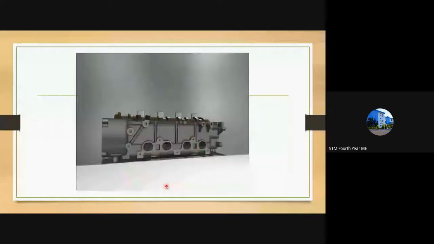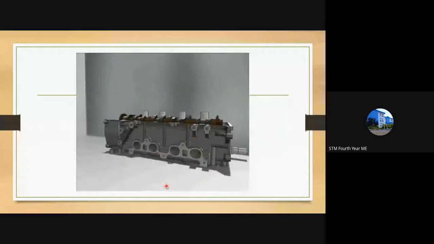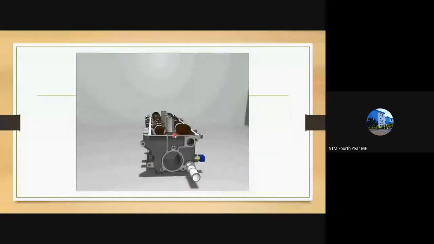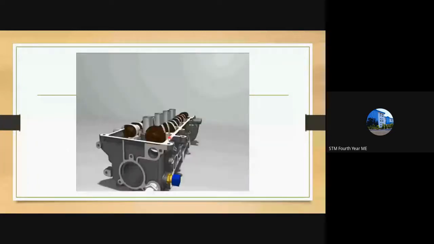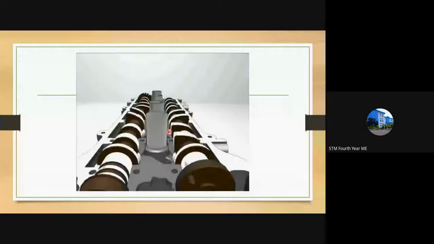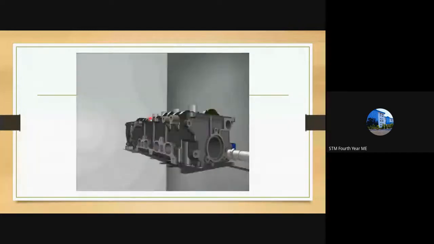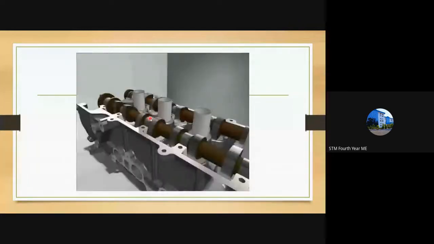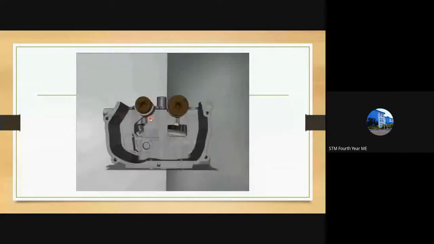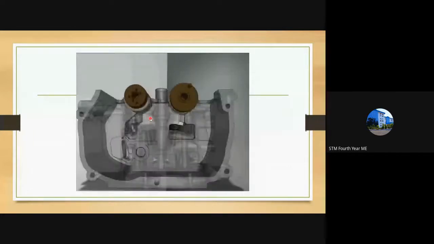Okay, the upper part shows the camshaft here. So many cams are mounted on the camshaft, and this camshaft regulates the opening of the valves underneath it. This type of camshaft is called an overhead camshaft, and these camshafts control the opening of the inlet and exhaust valves.